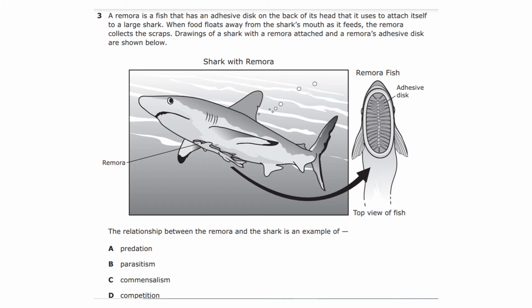Commensalism is actually the correct answer, because commensalism means that you've got two organisms coexisting. One of them benefits and the other one neither benefits nor has any harm done to it. And they are not in competition for the same foods, so that's why D would not be correct.